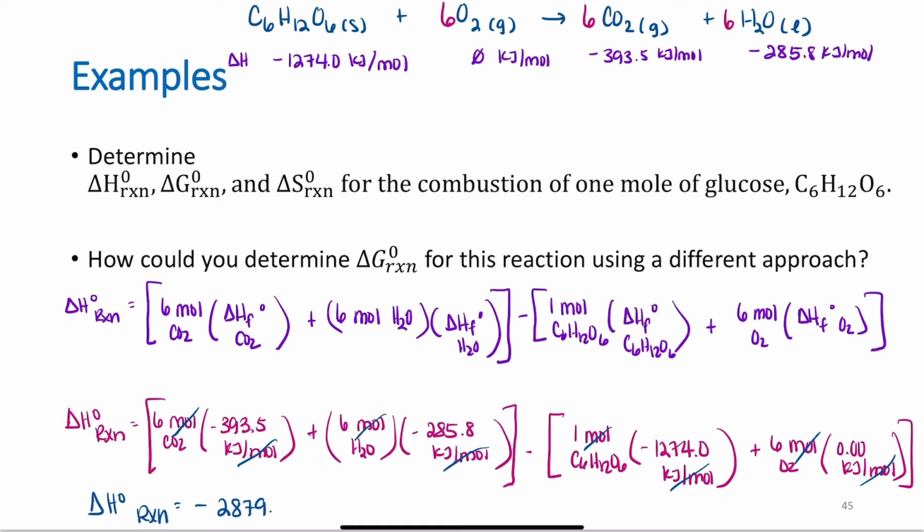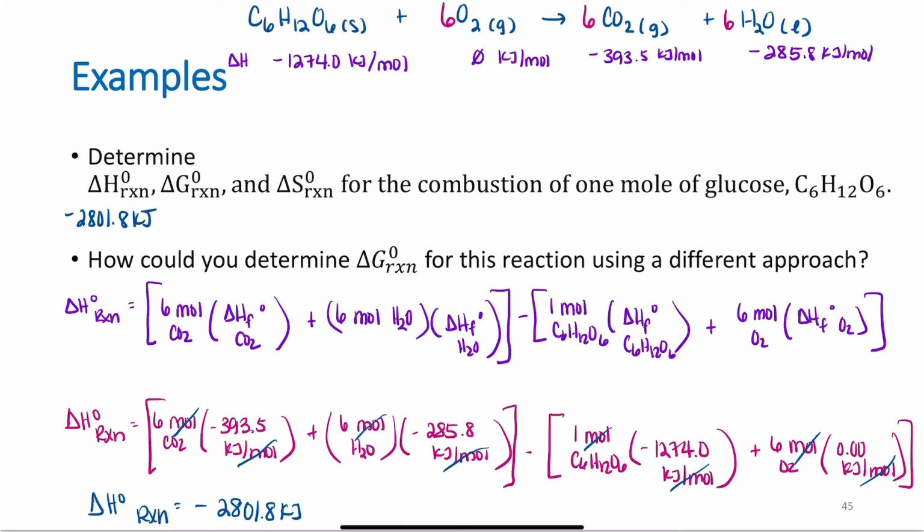I'm sorry. I was looking on the wrong part of my notes instead of trying to recalculate it. Negative 2,801.8 kilojoules. That is the delta H value. I was writing down delta G. So delta H, negative 2,801.8 kilojoules.